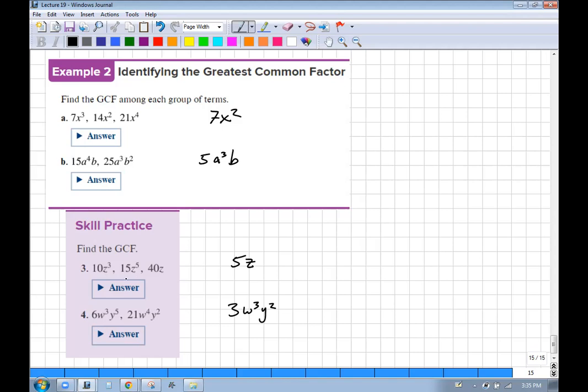All right, and the whole purpose of this is, if these were added together, we want to be able to write this as 5Z times a 2Z squared. See, this would give me 10Z cubed. And then to get the 15, I'd have to multiply the 5 times a 3. To get a Z to the 5th, I need Z to the 4th. And then for the 40, I'd have to multiply the 5 times an 8. 8 times 5 is 40, and Z.